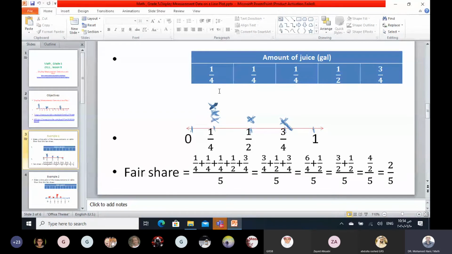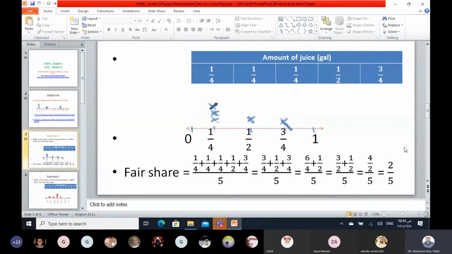So how many 1/4 do we have in the table? Here we have 1, 2, 3. So go to the 1/4, then draw 3 x's. Then how many 1/2 do we have in the table here? Go to the number line. This is 1/2. Then draw 1 x. Then how many 3/4? Here we have just 1. Go to the number line now. Up 3/4, draw just 1 x. Here no value, because there is no data for 0 and 1 inside the table.